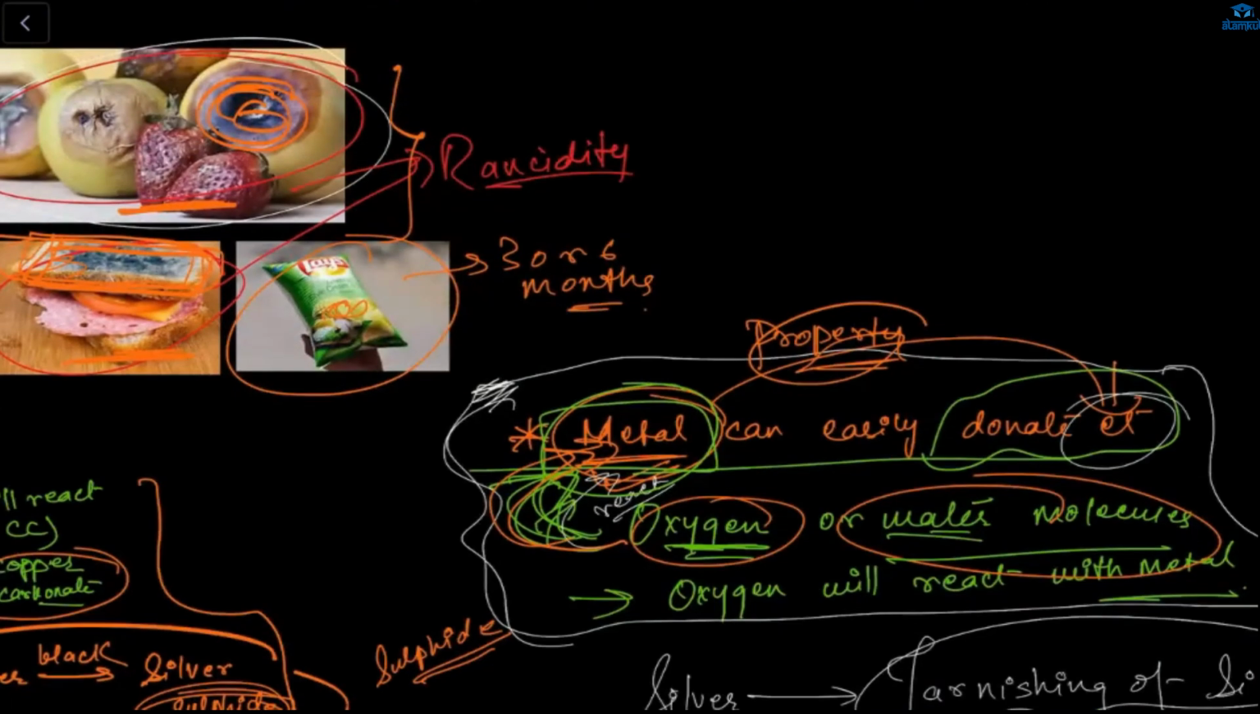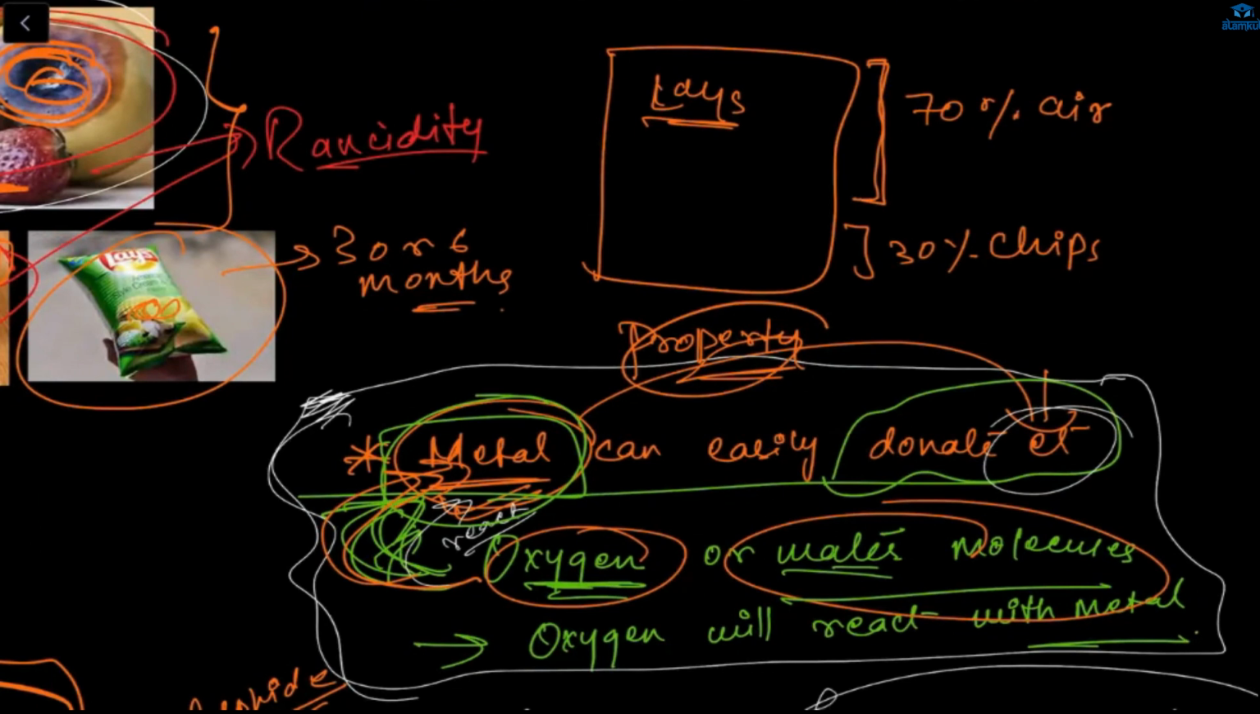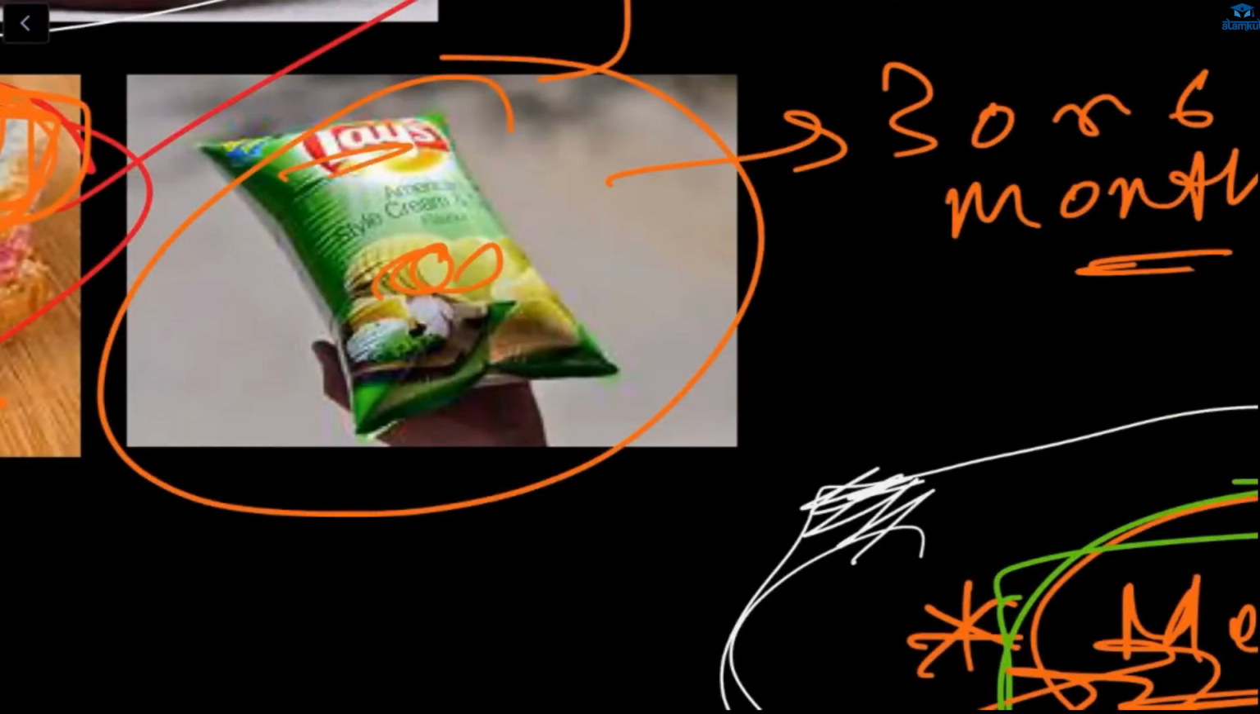See, this is the chips packet, the Lays. Here you will get 70% air and only 30% chips. Am I correct? If you buy 20 rupees chips, the green or the blue, any color, you will see 70% air is there and only 30% chips. So this air is what? This is nitrogen gas.